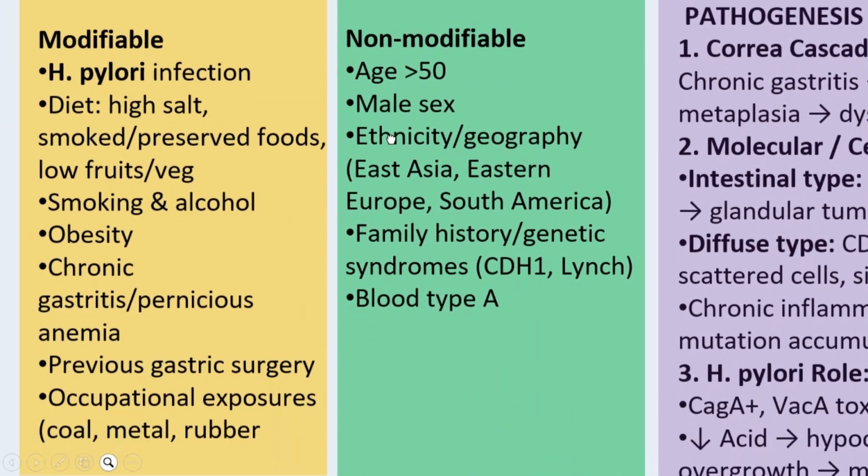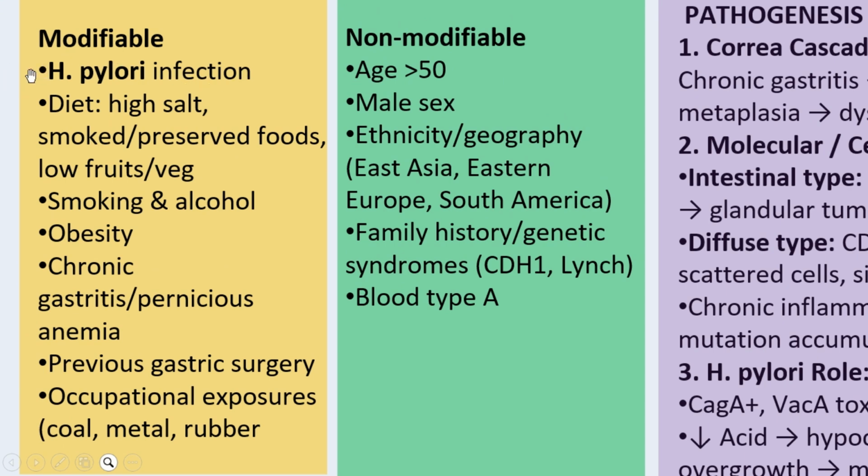So when we look at gastric cancer, we have some risk factors for developing the cancer, and we have the modifiable and the non-modifiable risk factors. The modifiable include the H. pylori infection, which is more common in low economic status countries. We have diet, that is a diet high in salt, smoked foods, preserved foods, and a low fruit or vegetable diet has also been implicated. Then we have smoking and alcohol, we have obesity, we have chronic gastritis or pernicious anemia. And this is type A gastritis, the autoimmune gastritis that results in pernicious anemia. Then we have previous gastric surgeries. For example, if there was maybe a Billroth I, we may have what we call a stump carcinoma, which is cancer that develops at the site of anastomosis. Then you can have occupational exposure to things like coal, metal, and so on.